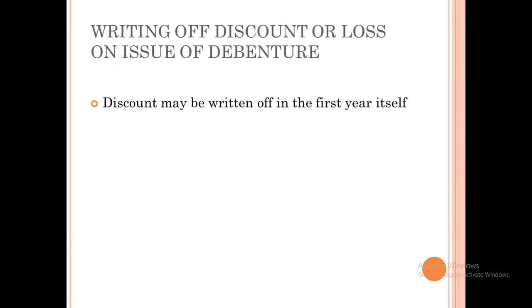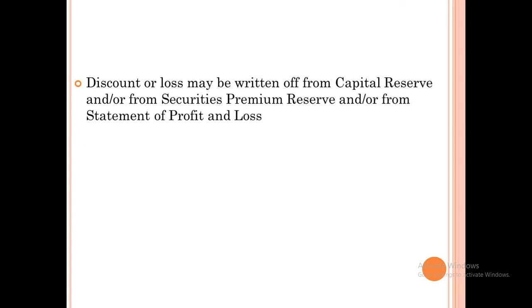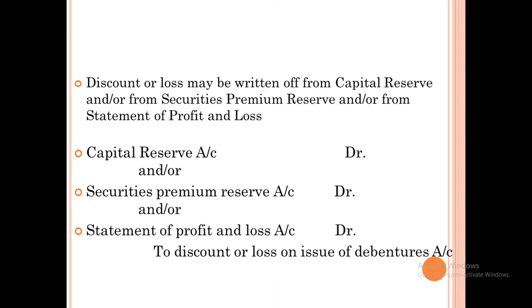Discount may be written off in the first year itself, or it may be written off over the life of the debentures. Discount or loss may be written off from capital reserve, or from securities premium reserve, or from the statement of P&L. So the entry becomes capital reserve account debit and or securities premium reserve account debit and or statement of P&L account debit to discount or loss on issue of debentures.